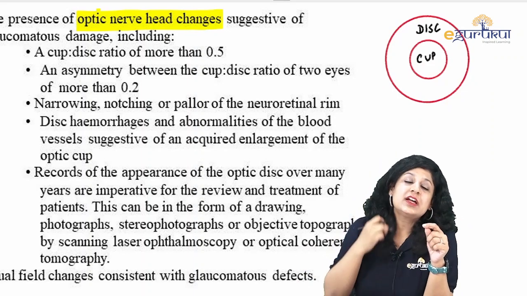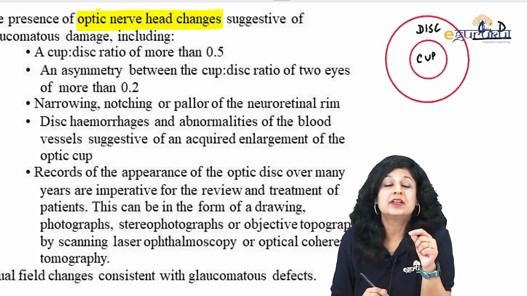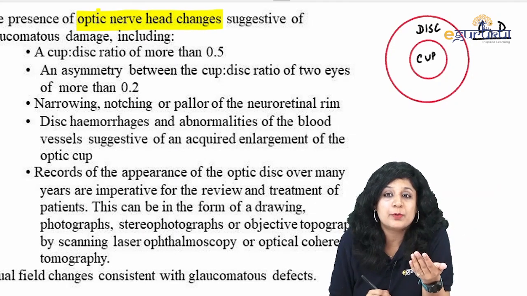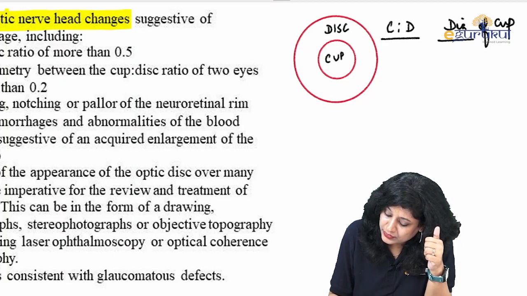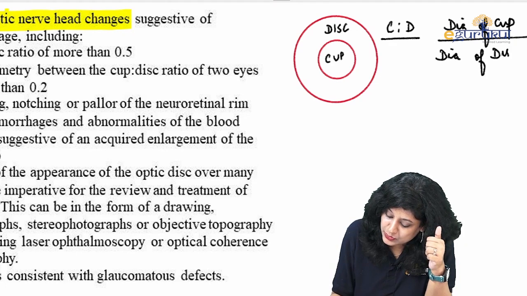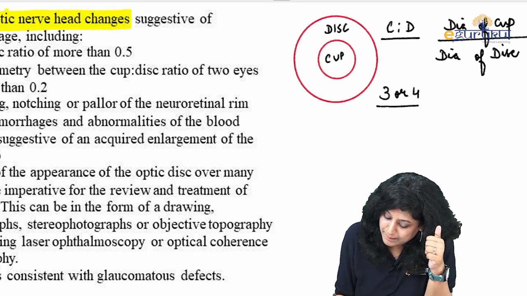And what is the CD ratio? Means what is the ratio of the diameter of the cup upon the diameter of the disc. So this is actually the diameter of the cup upon the diameter of the disc. Something like this you have to go, which is about 3 or 4 by 10.